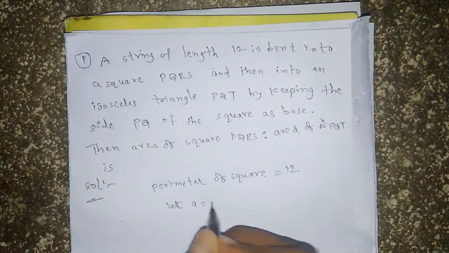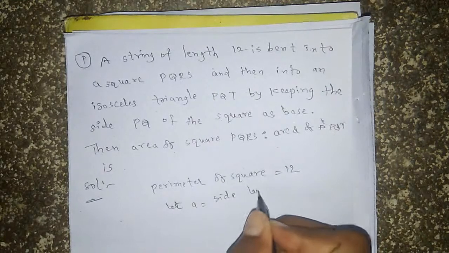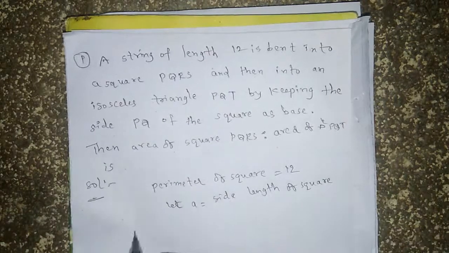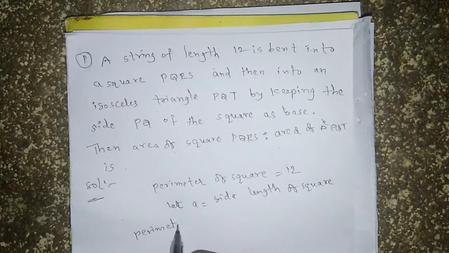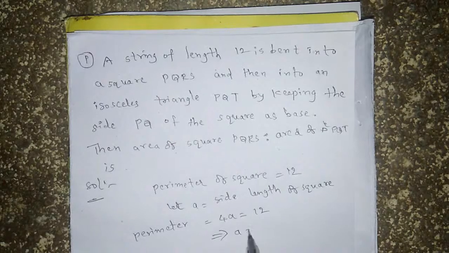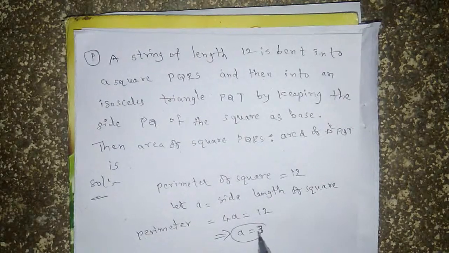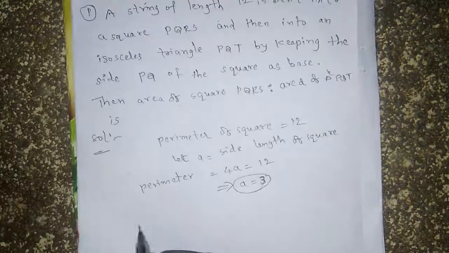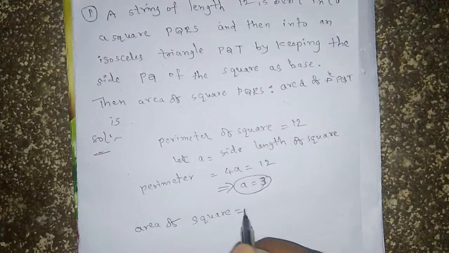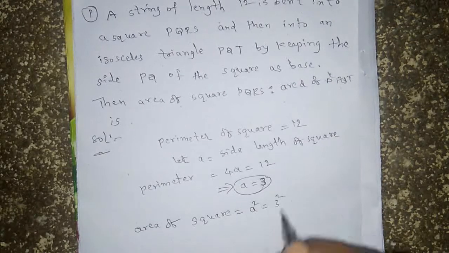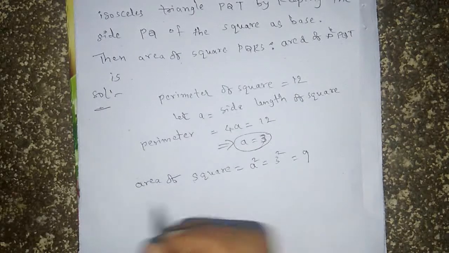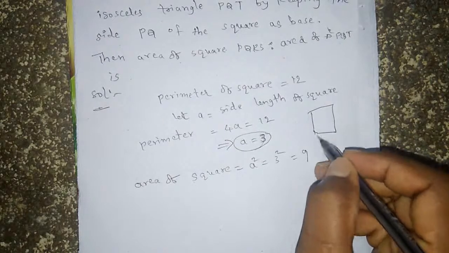Let A be the side length of the square. This implies the perimeter is equal to 4A, which is 12, so A is equal to 3. Now the area of the square is A square, that is 3 square, which is 9. This is square PQRS.